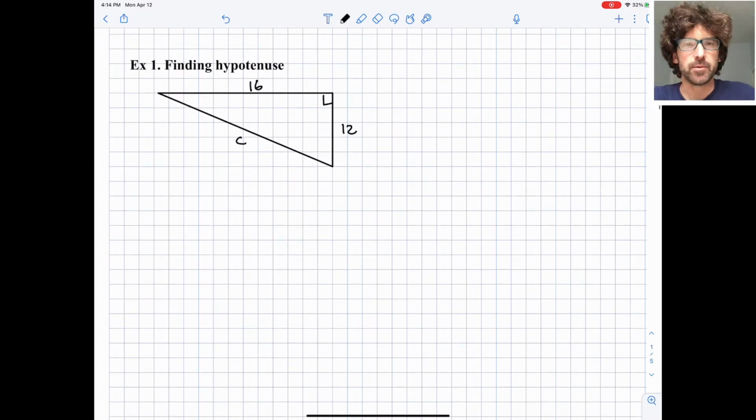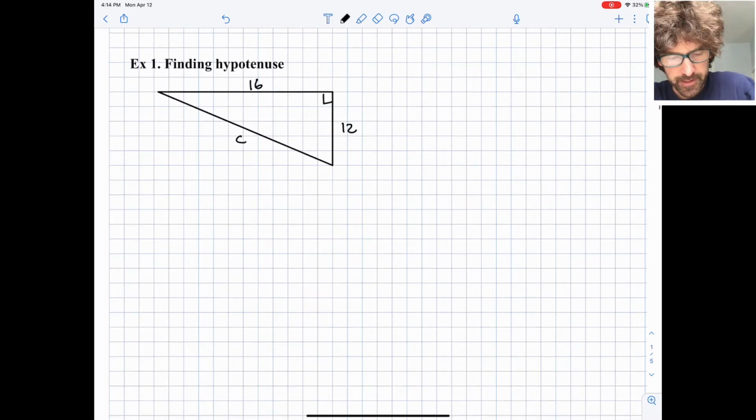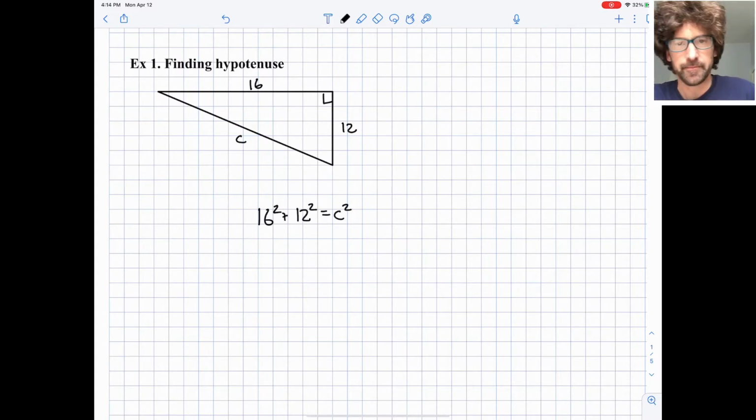Let's do an example where we're trying to find the hypotenuse. And again, we need to know that we're working with a right triangle, and here we are. It's labeled as a right angle there. So we can write out the Pythagorean theorem, and we can say 16 squared plus 12 squared equals c squared. Okay, we're trying to find c, we're trying to find the hypotenuse.